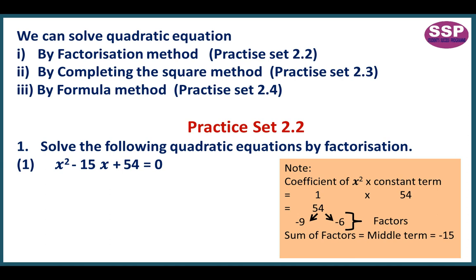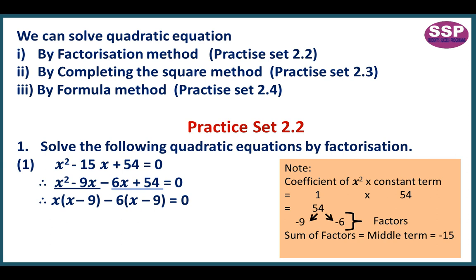Therefore we take these factors in the next step. The next step is x square minus 9x minus 6x plus 54 equal to 0. Now we take common factors from the first group of two terms: we take x as common, x into (x minus 9), and in the next group we take minus 6 as common, we get minus 6 into (x minus 9) equal to 0. Now x minus 9 is common, so we take it out: (x minus 9) into (x minus 6) equal to 0.